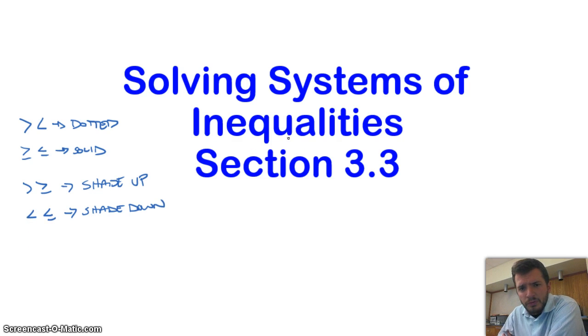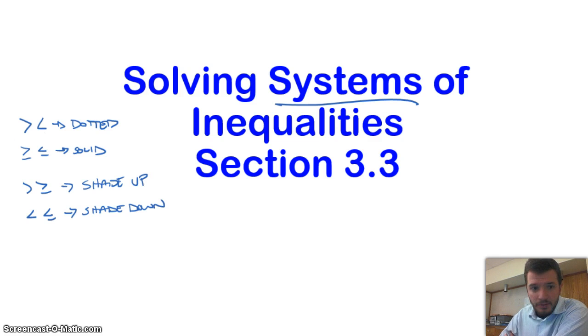And that's pretty much all you need to know. All we're going to do with systems is do it twice. We're going to have two linear inequalities that we're going to graph and shade, and then there's going to be one final answer. All right, let's get right into it.